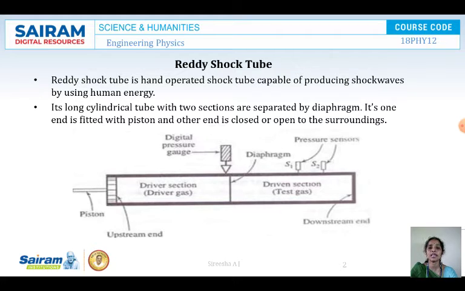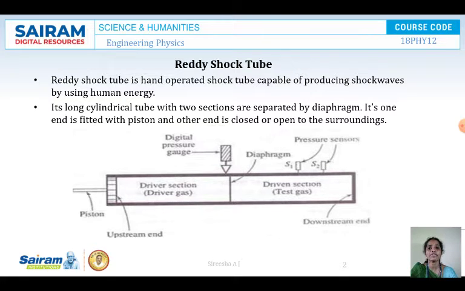Reddy is the name of a scientist. Reddy, name of the invention, Reddy shock tube. He is an Indian scientist who has given a shock producing device using human intervention. Now we will see the construction and working of a Reddy shock tube, and how a shock wave can be created using mechanical energy in the labs.